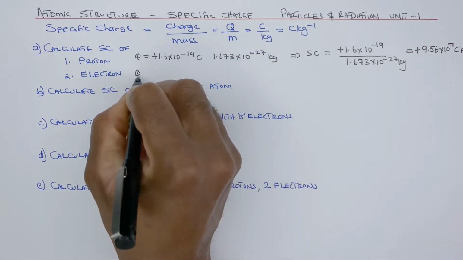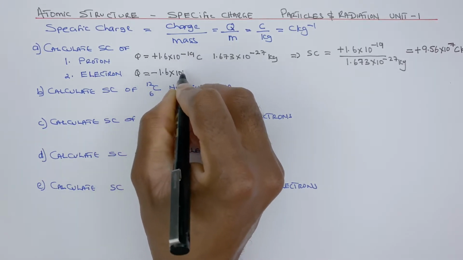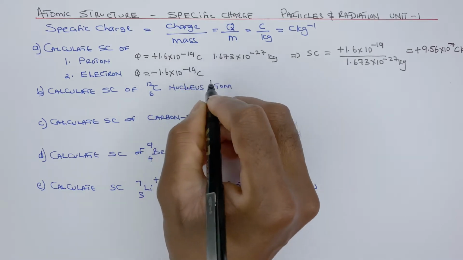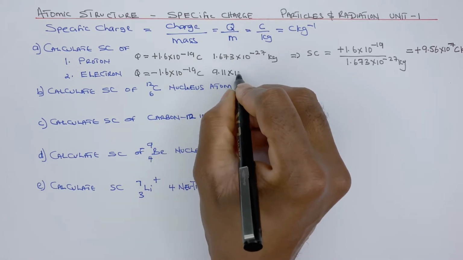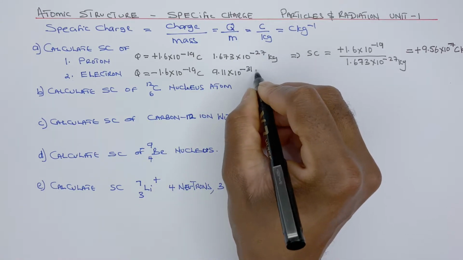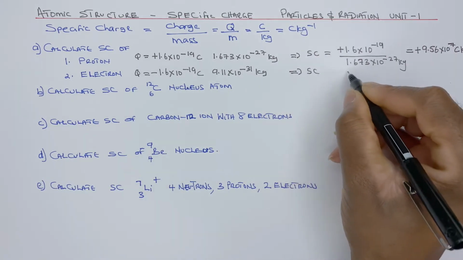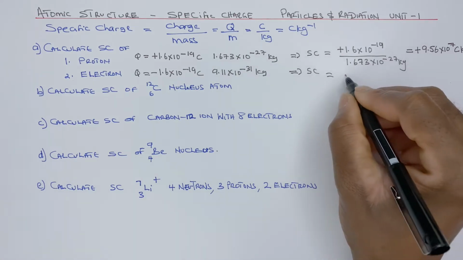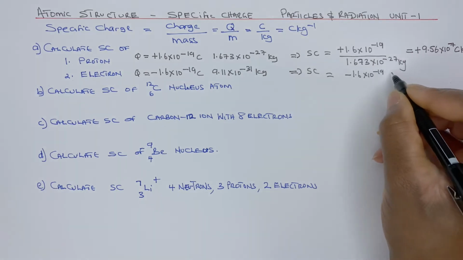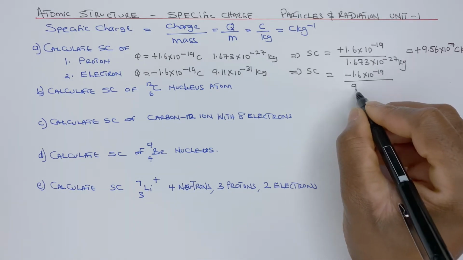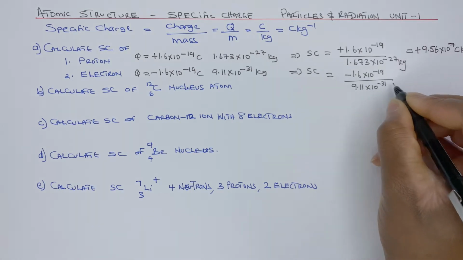For the electron, Q for the electron is minus 1.6 times 10 to the power minus 19 coulomb. The mass of the electron is 9.11 times 10 to the power minus 31 kilogram. And that implies the specific charge will be equal to minus 1.6 times 10 to the power minus 19 over 9.11 times 10 to the power minus 31 kilogram.